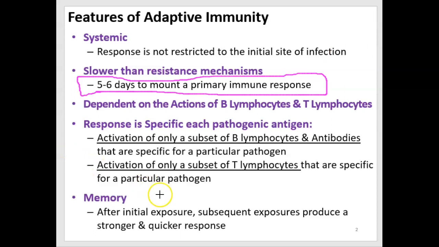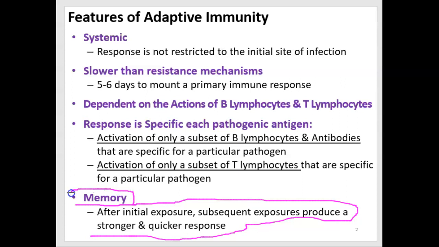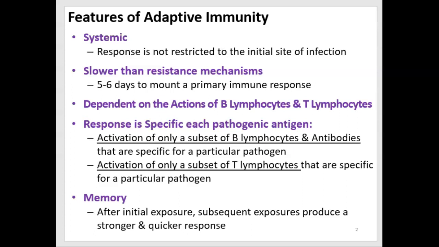Now, after subsequent exposures, though, that's just the primary exposure or the first exposure. But if you're exposed to the same pathogen again, then as I said, you have these memory cells that can make this immune response quicker and stronger. It'll never be faster than resistance mechanisms. It'll go down to like 3 days. But it's enough and strong enough that it protects us against the fiercest pathogens.